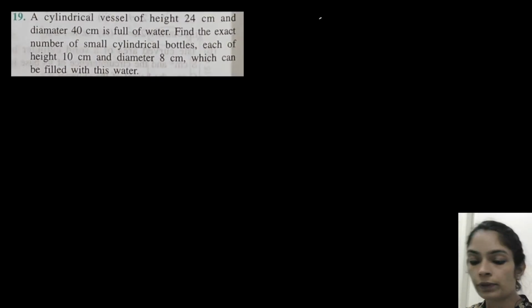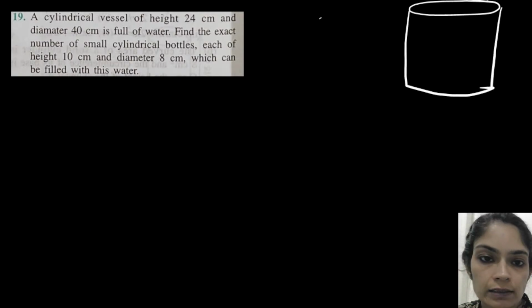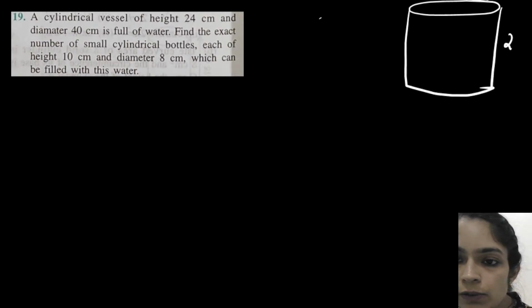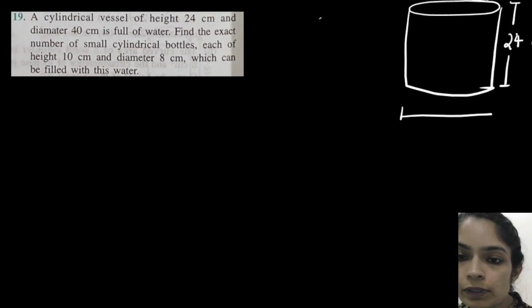Question number 19, you can see. Let's write the given things first of all. A cylindrical vessel of height 24 centimeter and diameter is full of water. So let's draw the situation and try to understand it. One cylindrical vessel is there, and this cylindrical vessel's height is given to us. Height is 24. So this is height and diameter.